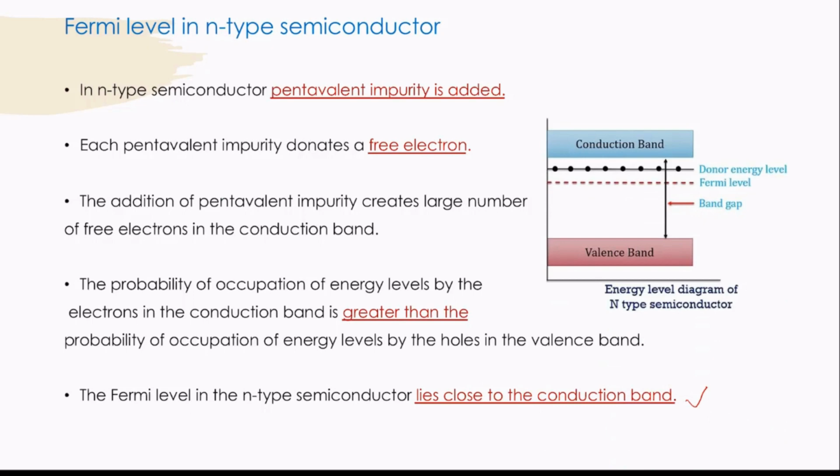Now if you see in this figure, this is the energy level diagram for the N-type semiconductor, in which this is the valence band and this is the conduction band, and this is the forbidden energy gap in which the Fermi level will be close to that of the conduction band.